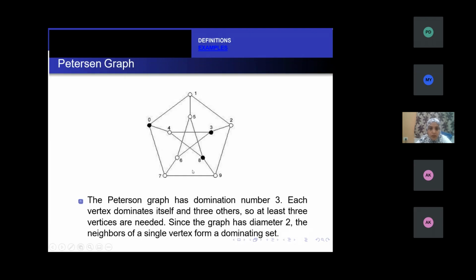The Petersen graph has domination number 3. It means that the cardinality, the number of vertices we are considering in the dominating set, is 3. So the domination number will become 3. Each vertex dominates itself and 3 others, so at least 3 vertices are needed. Since the graph has diameter 2, the neighbors of a single vertex form a dominating set.